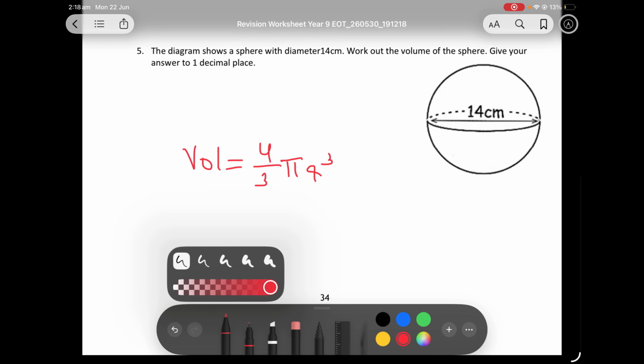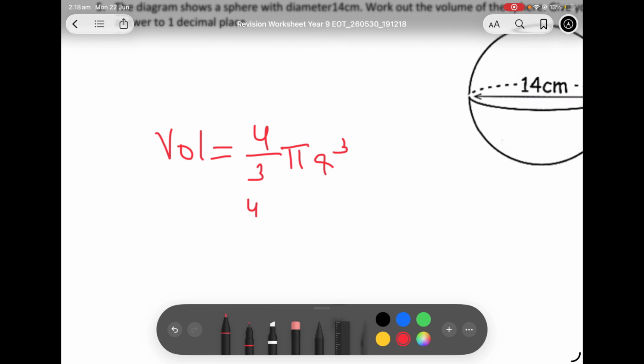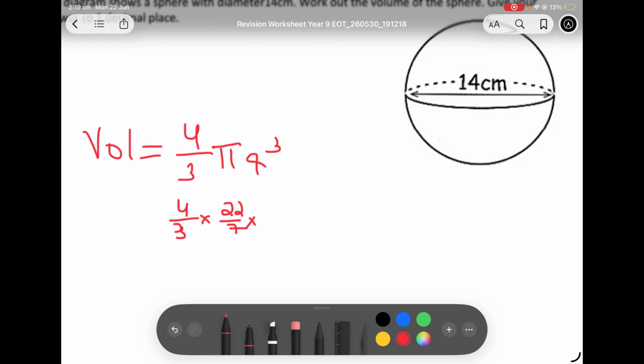Okay, so we'll write all of it together. I have my 4 by 3 here. Pi is 22 by 7. R is 7 centimeters only, because the diameter is 14, and 14 divided by 2 gives the radius: 7 into 7 into 7. Why 3 times? Because this is a cube. You have a calculator, directly you can do the cube in the calculator. If you cannot, then write it down on paper and then do it, so that it becomes easy.